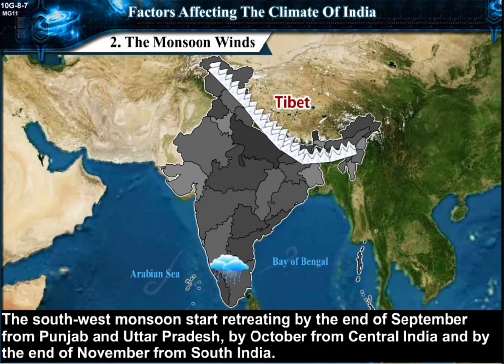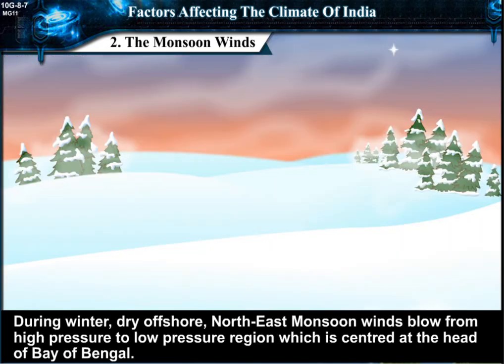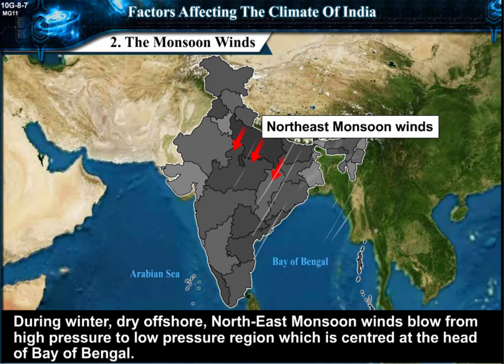The southwest monsoons start retreating by the end of September from Punjab and Uttar Pradesh, by October from central India, and by the end of November from South India. Retreating monsoon brings rain in eastern coastal region. During winter, dry offshore northeast monsoon winds blow from high pressure to low pressure region, which is centered at the head of Bay of Bengal.